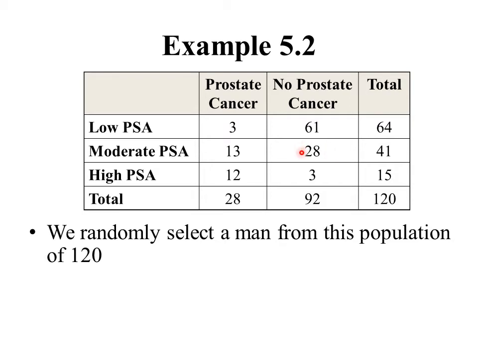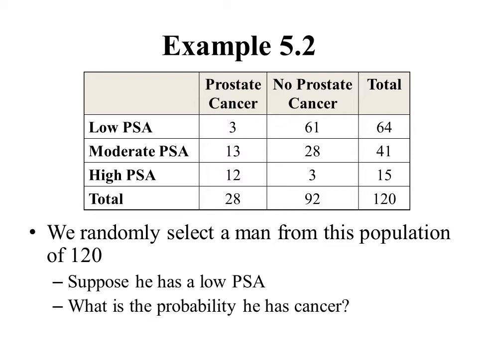This number here says, for instance, that 28 of the guys developed moderate prostate cancer and/or had a moderate level of PSA, but did not develop prostate cancer. So suppose we randomly select a guy from this population, and suppose this guy had a low PSA score. We might want to know the probability that he did develop cancer. We would denote this as the probability of cancer, given that he had a low PSA. So we already know that he had a low PSA, and we want to know the probability that he has cancer.